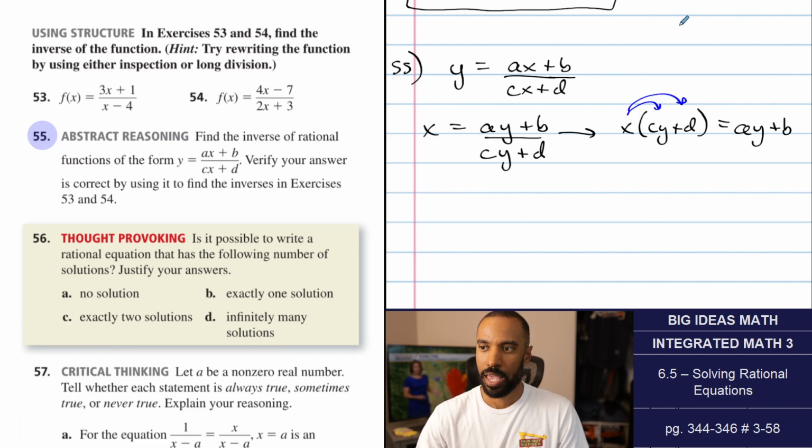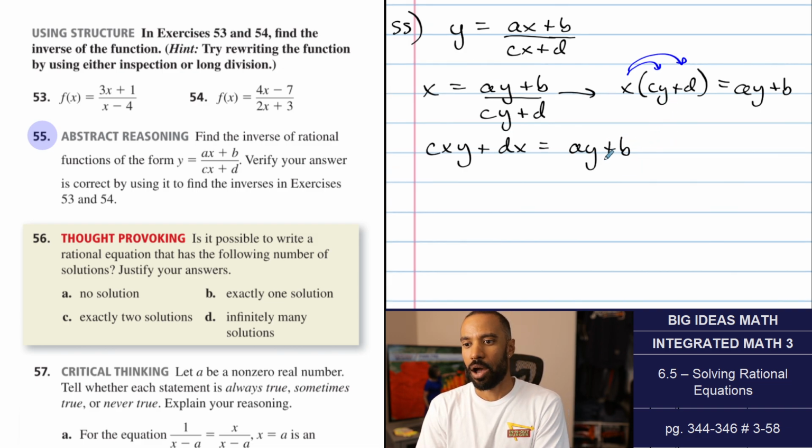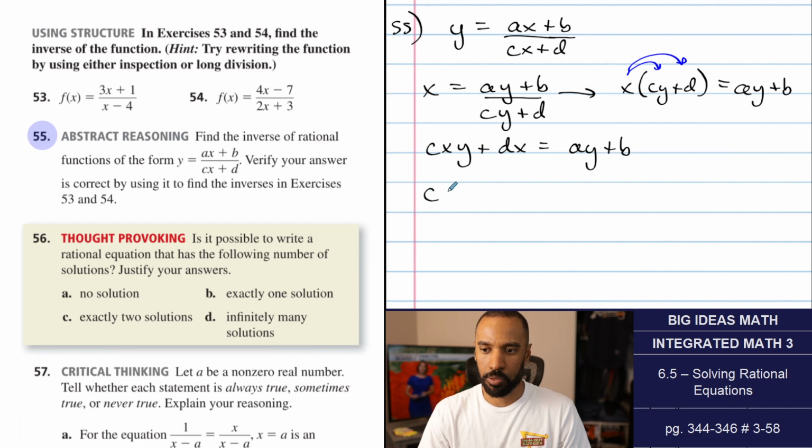My goal is to get all y terms on one side of the equation, but I can't do that until I have everything written where it needs to be. So cx times y plus d times x, and write everything alphabetical, equals a times y plus b, like that. Now I'm going to subtract the ay on both sides. I want these two together on their own side of the equation.